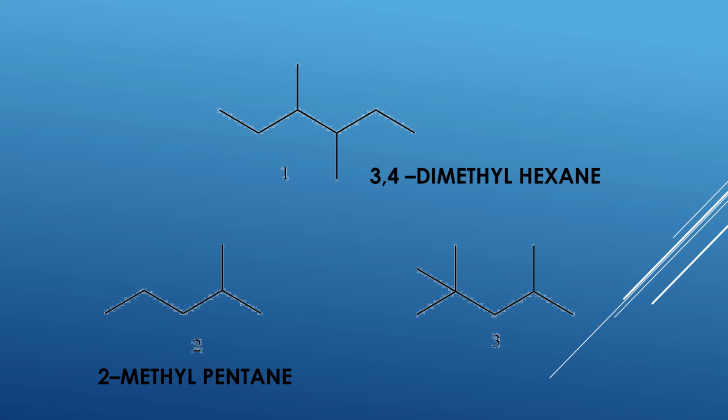Third compound, 1, 2, 3, 4, 5. Totally 5 carbons are there. In these 5 carbons, 3 substituents are there. All the 3 are similar, methyl. So trimethylpentane. But trimethyl means on which carbons they are present. Methyl groups are present on which carbons? That number also we have to give, no? So 2, 2, 4. 2,2,4-trimethylpentane will become the correct answer for this.